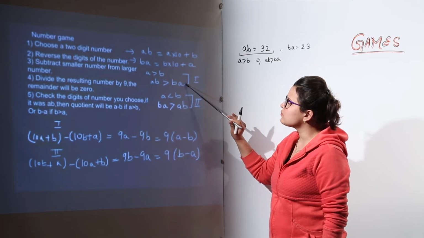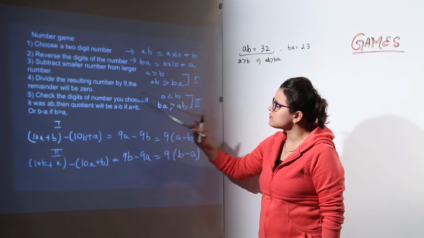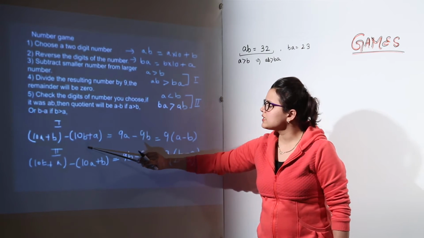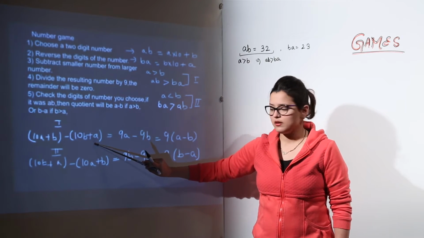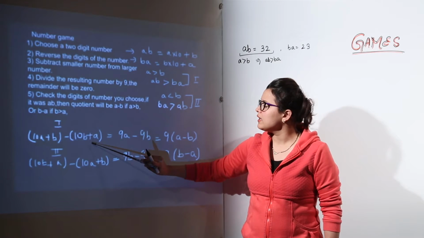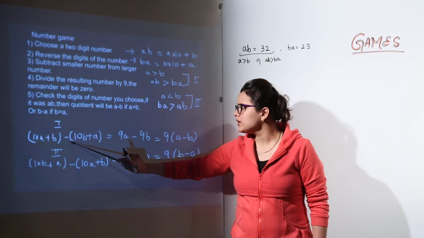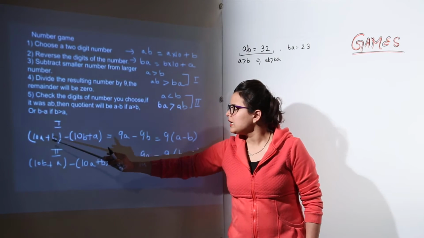If this is the case, what will happen? We will move on here. If AB is greater, we will do 10A plus B minus 10B plus A. We are subtracting BA from AB. So AB minus BA will give us 10A plus B.